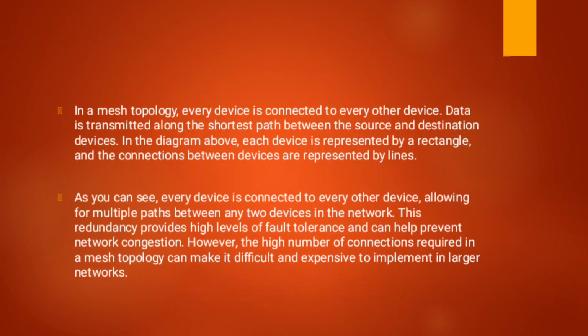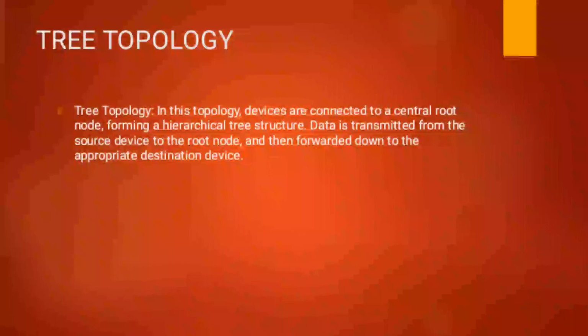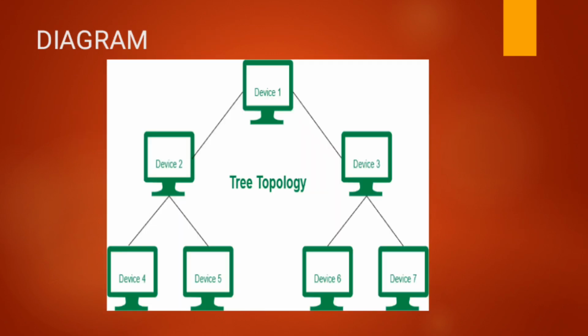Another type of topology which we have is called tree topology, and in this topology devices are connected to a certain root node, called the root node, forming a hierarchical tree structure. So data is transmitted from one source device to the root node and then forwarded down to the other appropriate destination device.